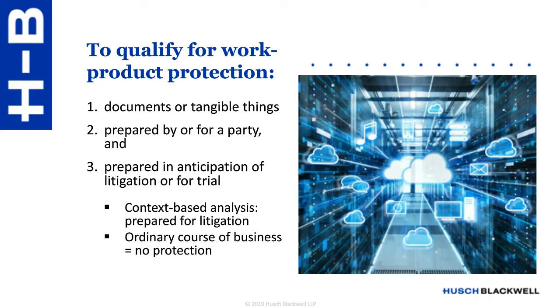It's important to note that the attorney-client privilege protects communications between a client and a lawyer relating to all kinds of legal services, while the work product doctrine protects only litigation-related materials. So earlier I said that content is king when analyzing attorney-client privilege. When analyzing the work product doctrine, context is king. That is because the work product must be prepared in anticipation of litigation. So it's important to know when, in what context, the work product was created.